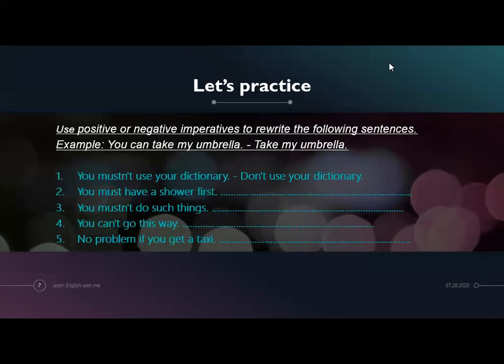And now it's your turn to practice imperatives, right? Look at the instruction. Use positive or negative imperatives to rewrite the following sentences. Look at the example also. You can take my umbrella. So that's the question. You can take my umbrella. And when you change that into an imperative statement, it will be: take my umbrella. So choose the verb, and that will be at the beginning of the imperative. Another example, you mustn't use your dictionary. The imperative will be don't use your dictionary. That's easy. I'll give you maybe 1 or 2 minutes. Try by yourself. Then I will tell you the answers.